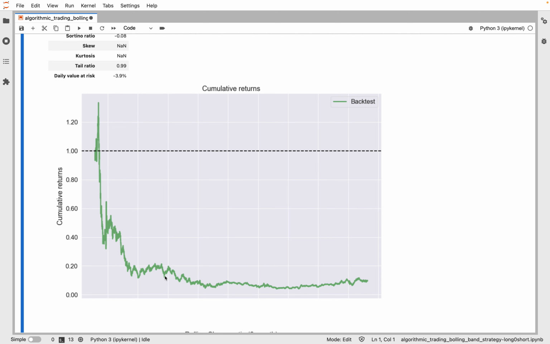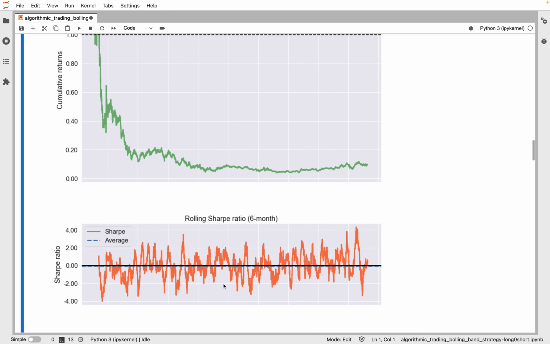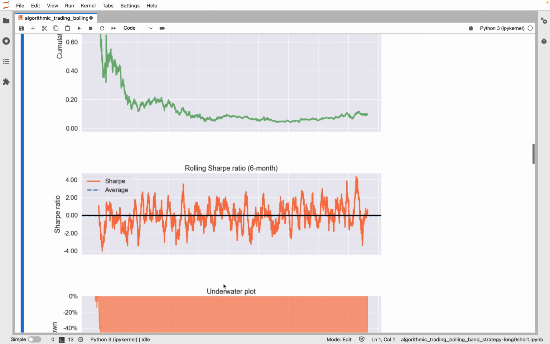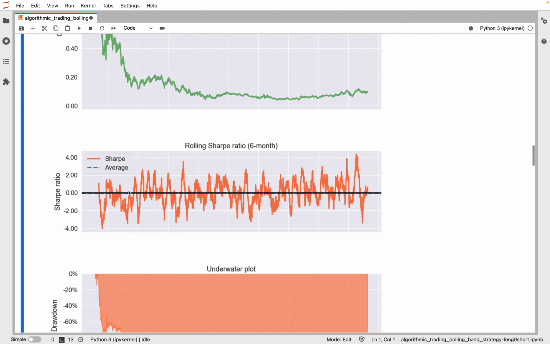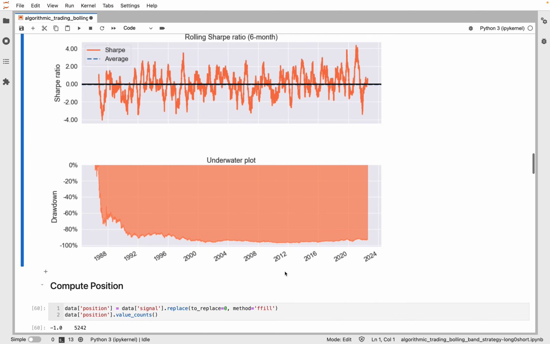strategy returns plot. And this is the rolling Sharpe ratio, which is hovering around 0, and this is the drawdown plot. So you can see that most of the time we are at almost 97% drawdown.